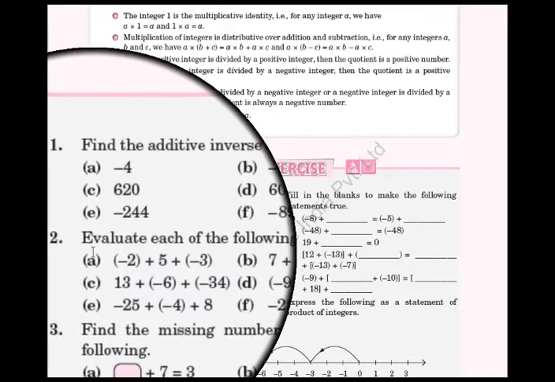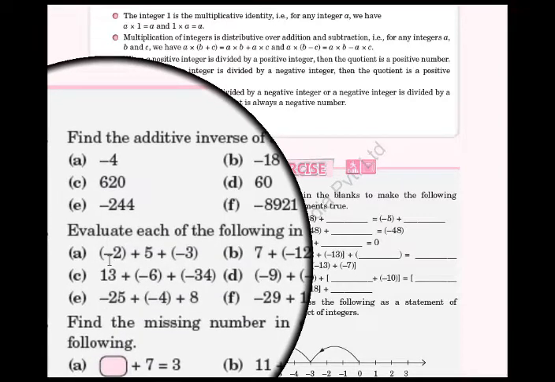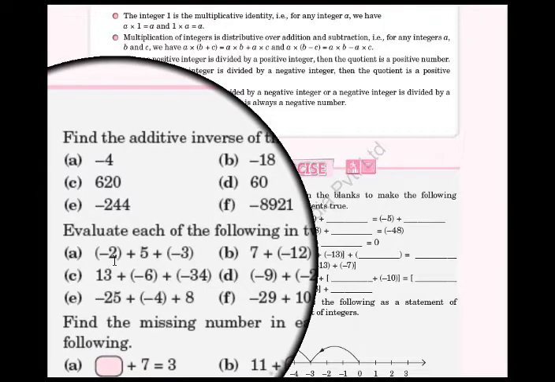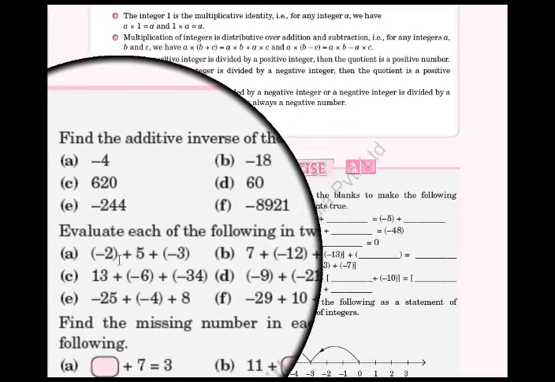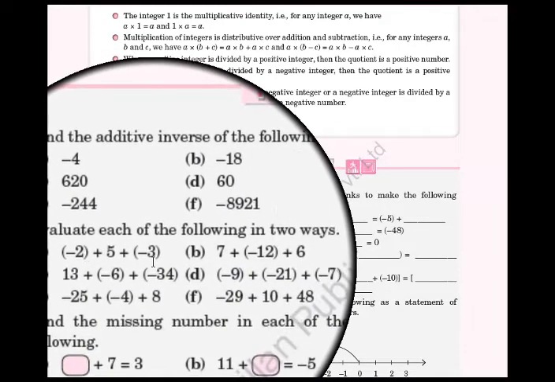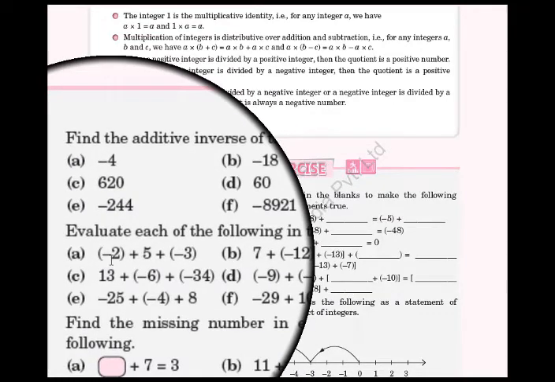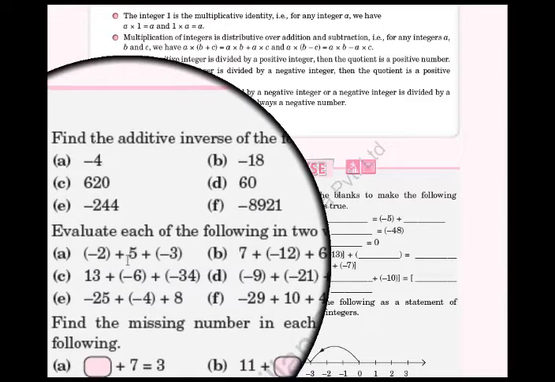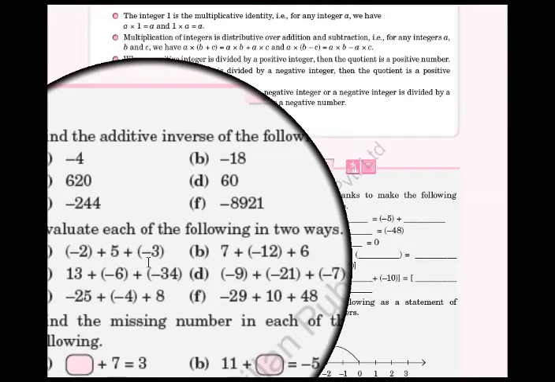Question number 2, here we have to evaluate the following in two ways. Here when they say two ways, that means first of all you have to add it simply, and in the second case you use the concept of majority, that is, negative numbers are in the majority in the question number 2a part. So we'll add them first, therefore the result comes out to be minus 5, and minus 5 plus 5 comes out to be equal to 0. And in the second case, first of all you add these two numbers, the result comes out to be 3, and 3 minus 3 again comes out to be equal to 0.